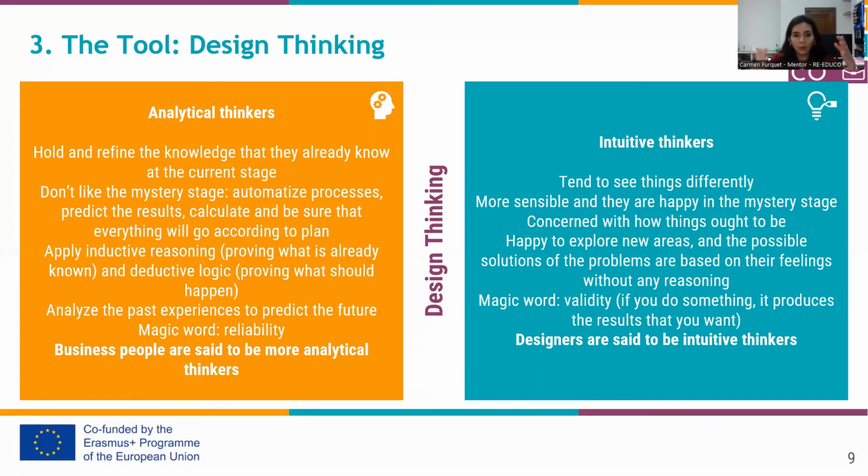And then they also want to apply this inductive reasoning in order to prove that they know something, and also the deductive logic. That means that from this starting point that they know, they are going to calculate what is going to happen in the future. They use the analysis of past experiences to predict the future. And their magic word is reliability. Analytical thinkers are more business people, scientists, and they like to have everything ensured. They want to be sure of what is going to happen and of what is happening now.